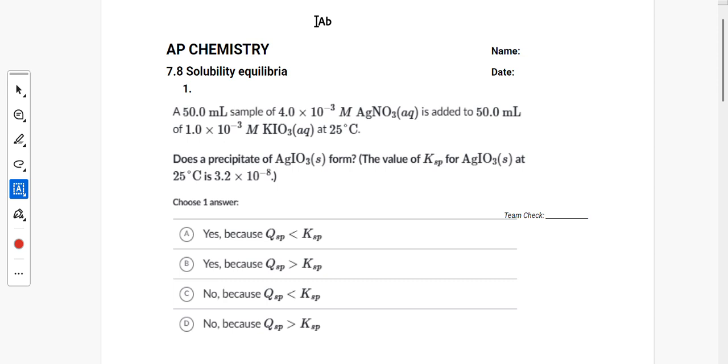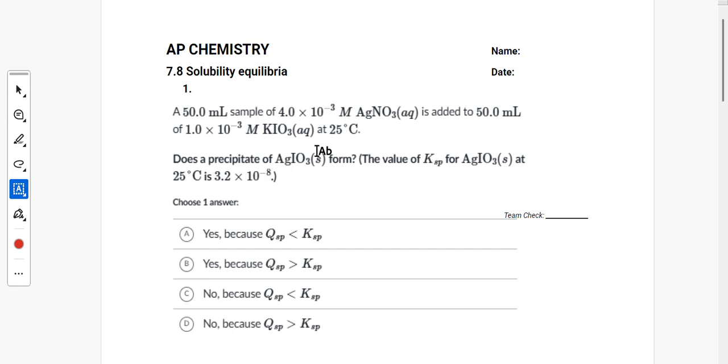Okay, so number one is asking us to look and see that AgNO3 breaks down into its ions, and potassium iodate then breaks down into its ions as well. And then you can see that we have silver iodate, I believe is the name of that term there. So we have AgIO3, okay? And they want you to consider the solubility of this and if a precipitate forms.